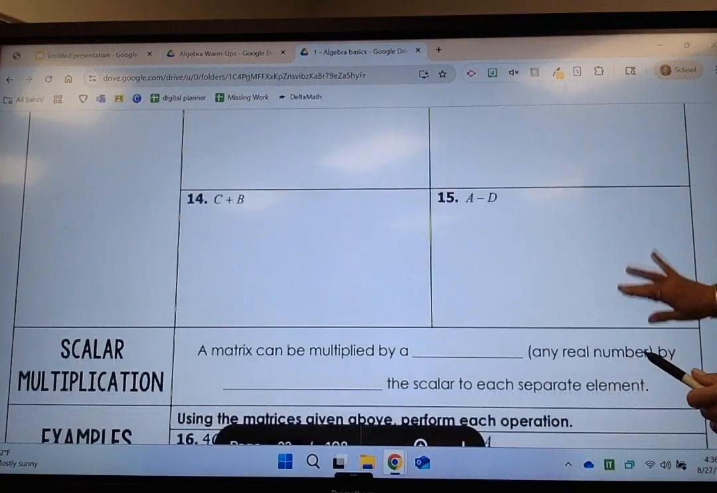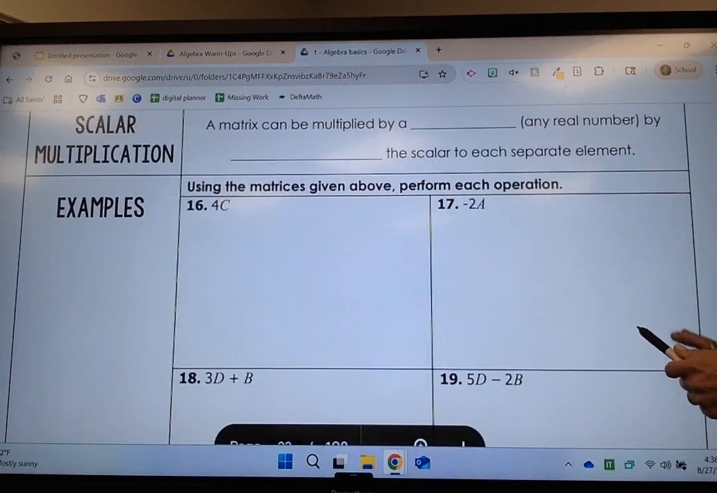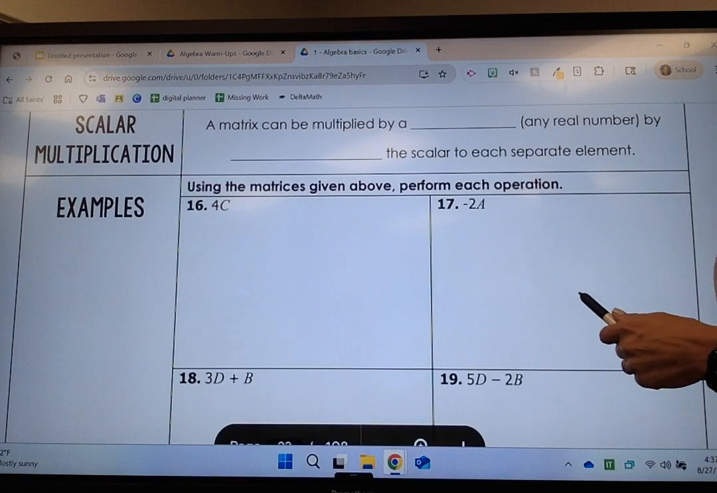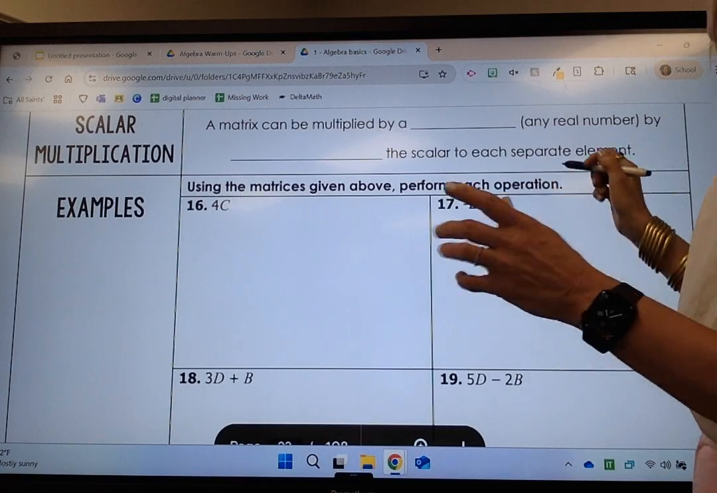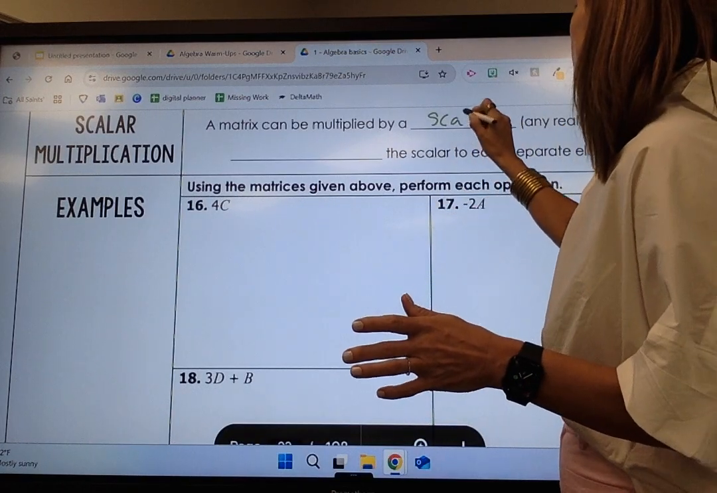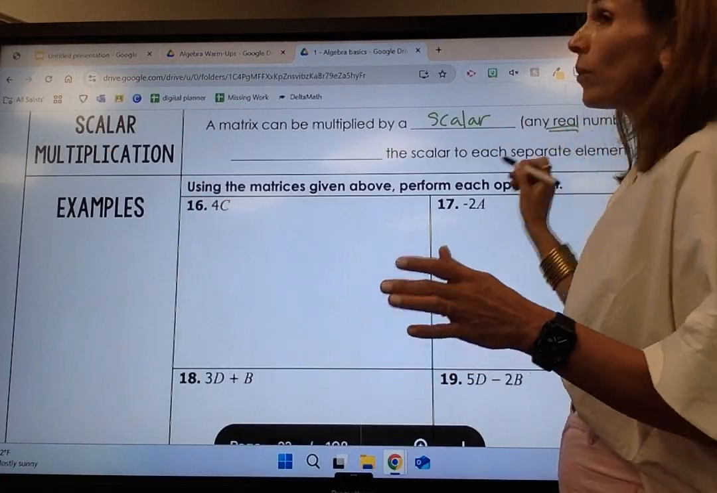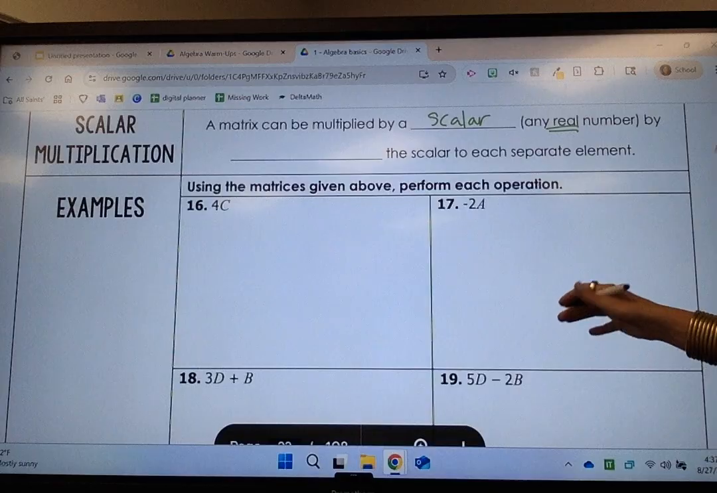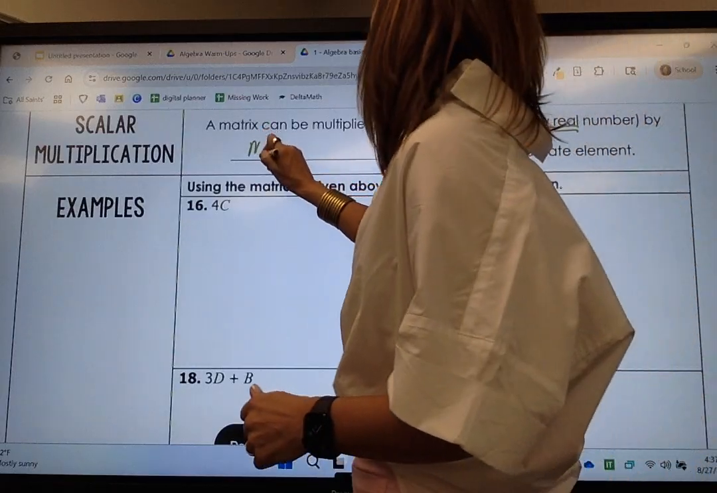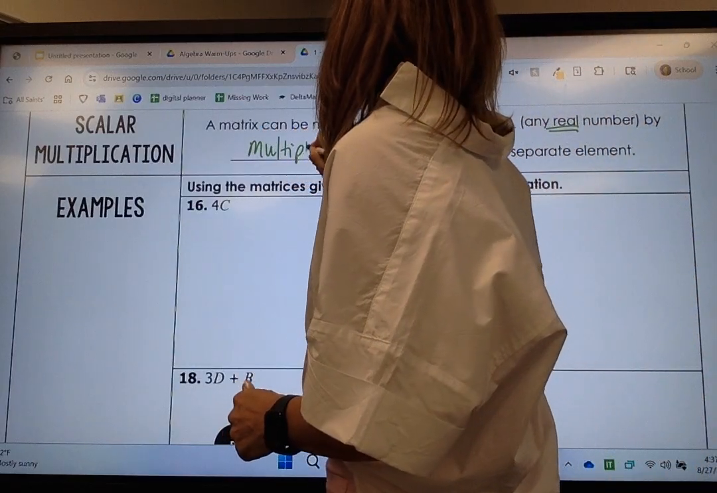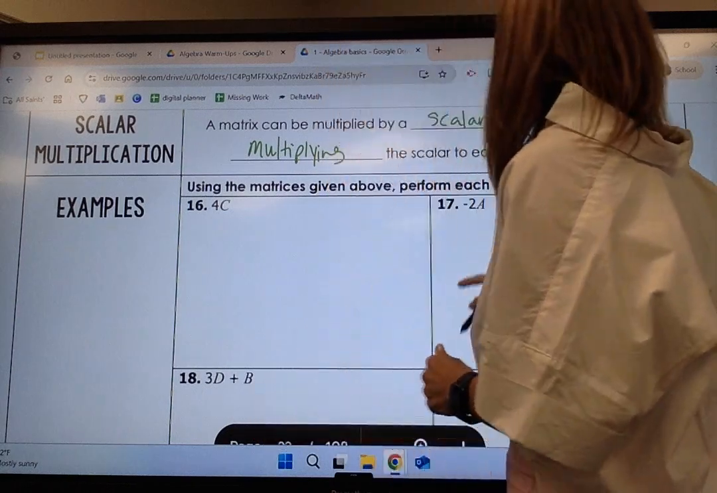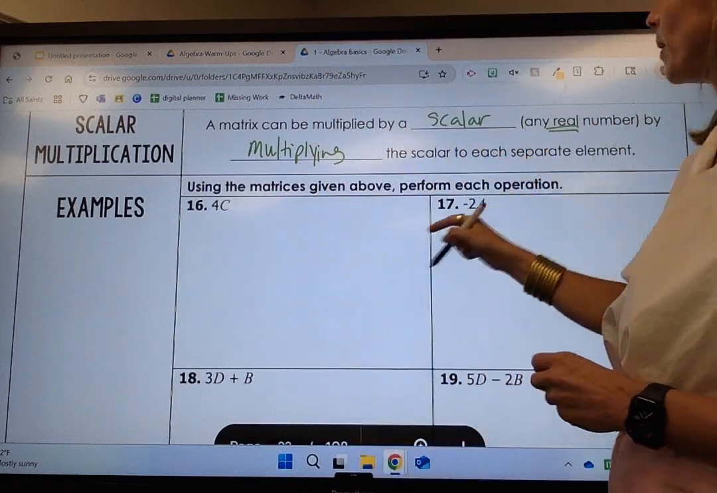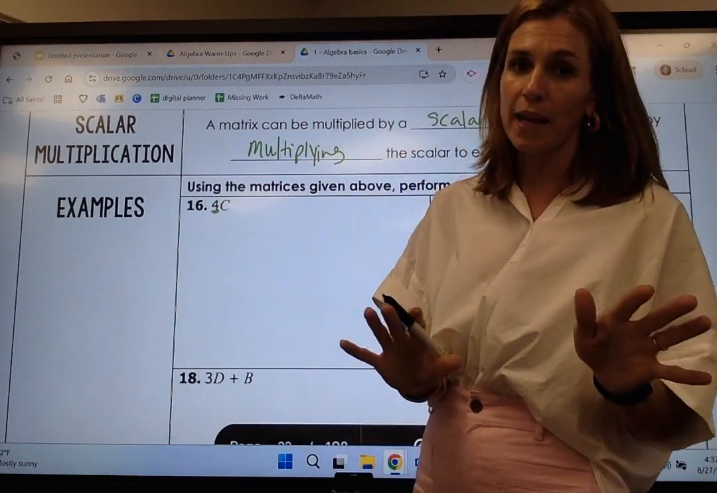All right, let's jump down to where it talks about scalar multiplication. So scalar multiplication is a matrix that can be multiplied by a scalar. And what does that mean? It is any real number. Remember, in algebra, we're only dealing with a real number system, so it's any real number. By multiplying the scalar to each separate element. So in this one, 4 would be my scalar.